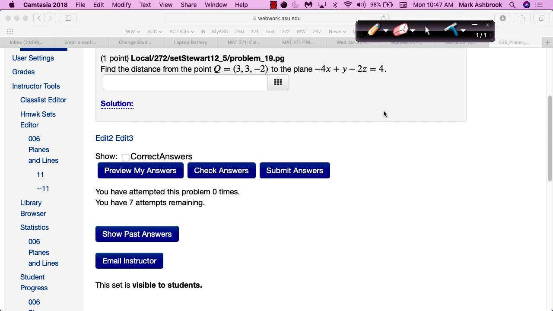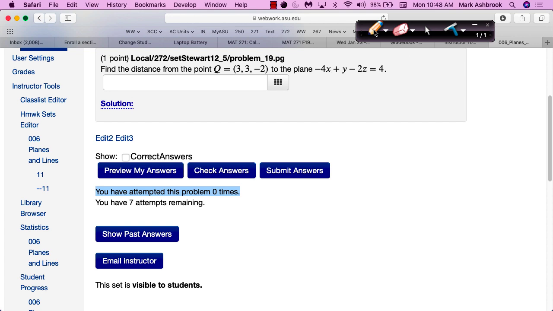It's odd. The light is on, but it's not working. Oh, there we are. Okay.